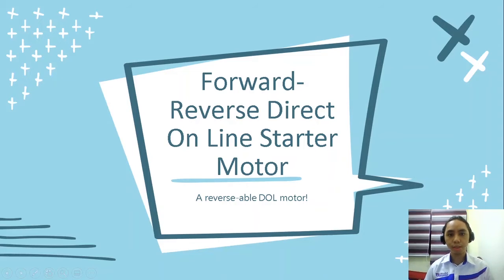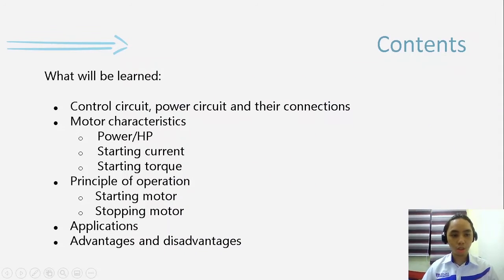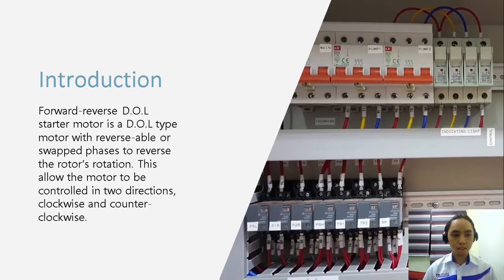Assalamualaikum warahmatullahi wabarakatuh. My name is Muhammad Ihsan Shamsuddin, and I'll be talking about the forward reverse direct online starter motor. This motor is a reversible DOL motor. The content that we will learn in this topic is the control circuit, the power circuit and their connections, the motor characteristics, which are its power, horsepower, starting current and starting torque, the principle of operation, how to start the motor, how to stop the motor, the applications where it's used in the industry, and the advantages and disadvantages. So let's go next.